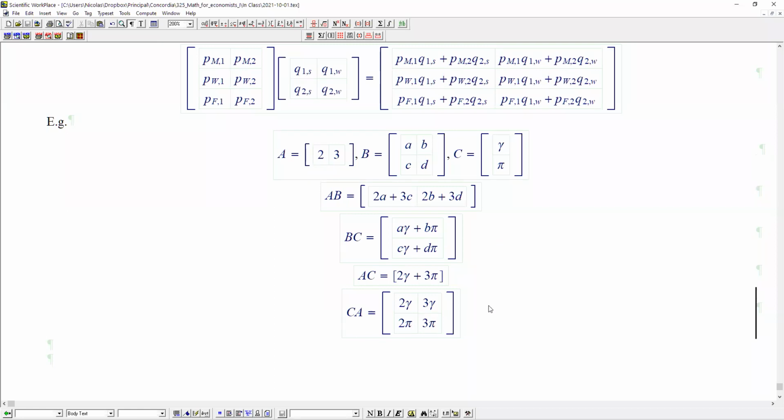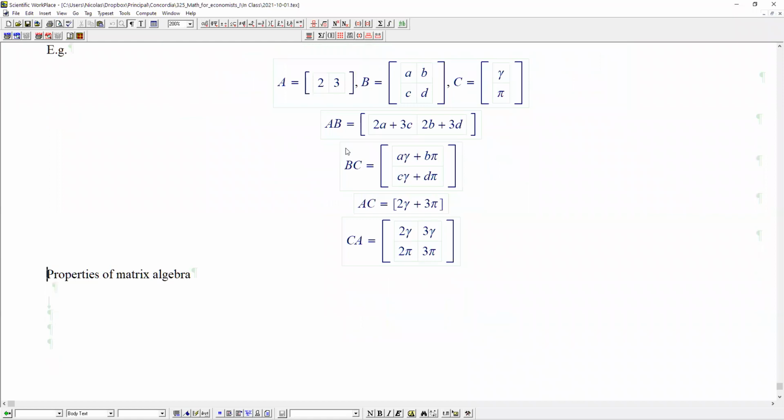Okay, so properties of matrix algebra. It would be much easier for you to understand all these properties if you're familiar with addition and multiplication. But yeah, we're going fast, so follow as best as you can, and you can go back to the material if you're not sure. So properties of addition.